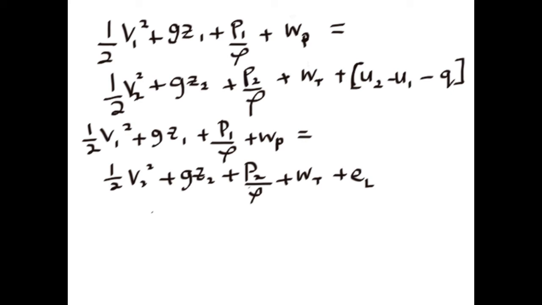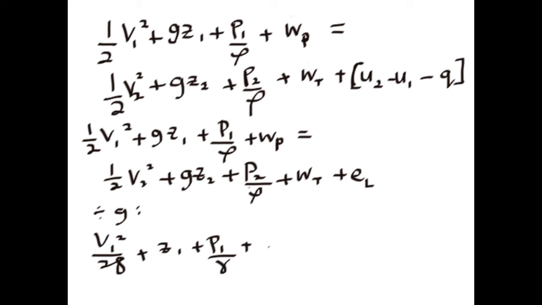Okay, so the common form is in head. How to get it in head? I divide everything with g. When I divide everything with g, I get V1 squared over 2g plus Z1 plus P1 over rho g. So you divide by g, and rho times g is basically gamma.